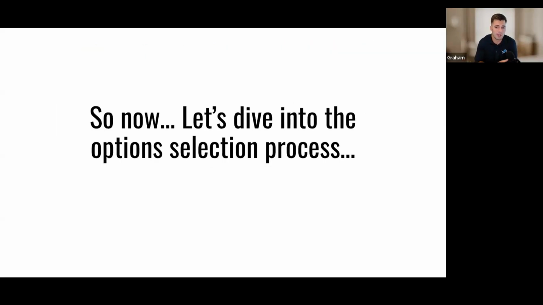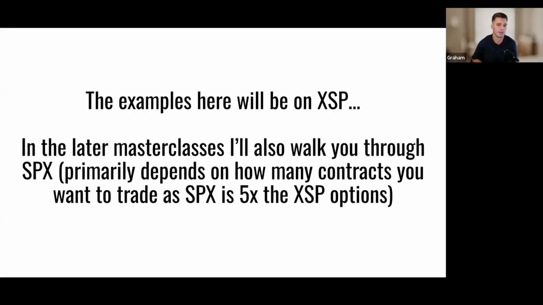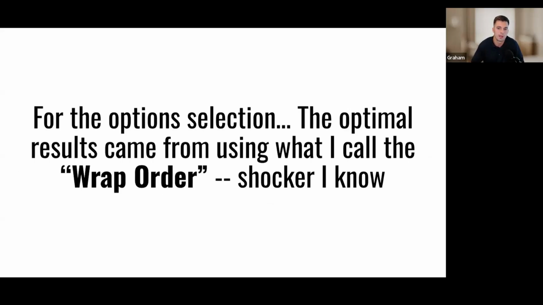So now let's dive into the option selection process. How do we actually pick the options? If I weren't here, how would you do it? Let's walk through it. So these examples will be on XSP, and in the later master classes, I'll walk you through SPX, which is a little bit different, but basically the same. But let's just start with the XSP now for simplicity's sake. So for the option selections, the optimal results came from using what I call the wrap order.